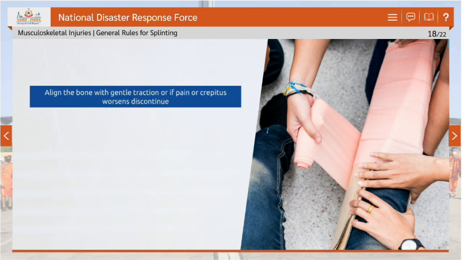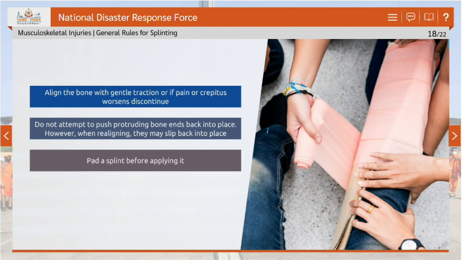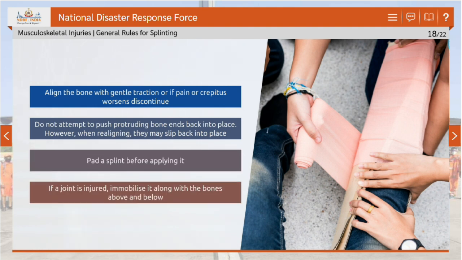Align the bone with gentle traction, or if pain or crepitus worsens, discontinue. Do not attempt to push protruding bone ends back into place. However, when realigning, they may slip back into place. Make a note if this occurs, and pad a splint before applying it. If a joint is injured, immobilize it along with the bones above and below.